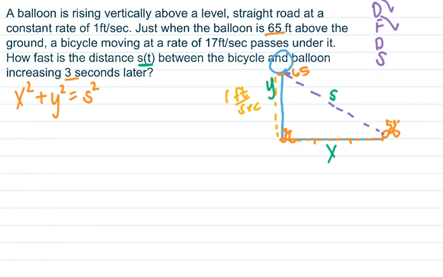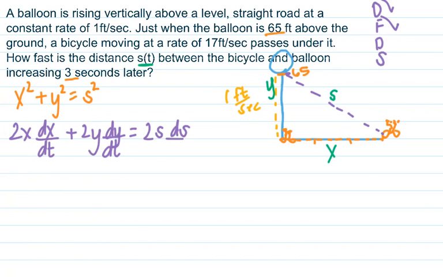All right, so next thing we have to do according to our rules is we want to differentiate the formula that we have. So like we said earlier, we're going to differentiate this formula right here with respect to t. So let's go ahead and do that. So x squared with respect to t is going to be 2x dx dt, and then plus 2y dy dt, and that's going to equal 2s ds dt.